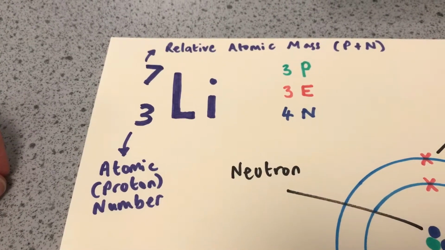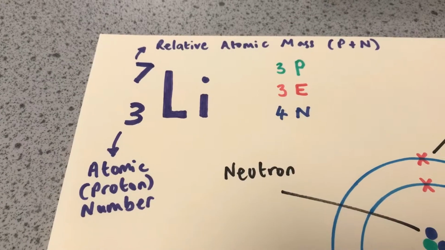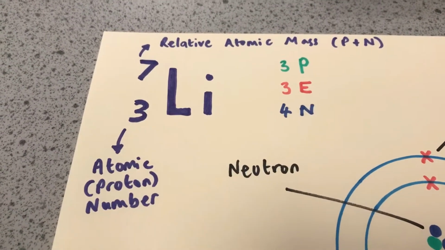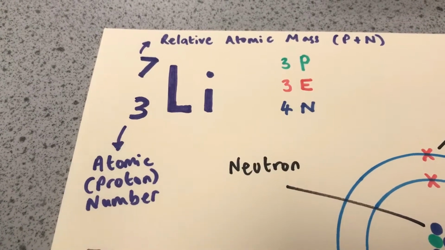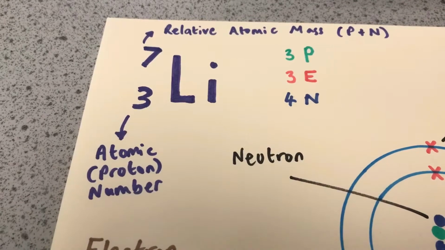Now that big number is the relative atomic mass, and it's basically the number of protons plus the number of neutrons, because these are the ones that have the significant mass. Electrons have mass, but it's very, very small. And then the 3 represents the atomic number, or the proton number.